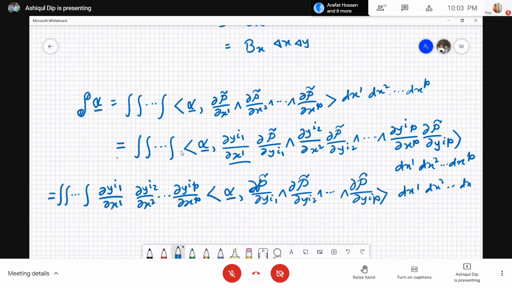So remember, this wedge product is a completely antisymmetric object. Due to its complete antisymmetry, we can use the Levi-Civita epsilon symbol to represent that, right?